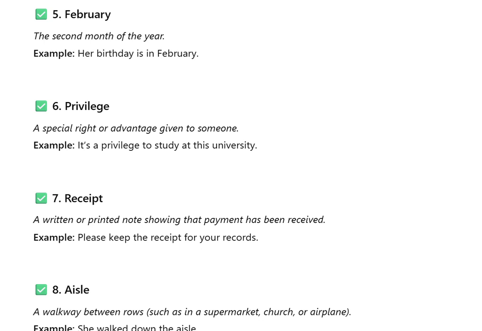A special right, a special advantage given to someone. Or you won in a race and you got a prize, and that's your privilege, right? Not everyone gets that prize, but you got it, so that's your privilege. It's a privilege to study at this university. Not everyone gets a seat in this university, but you got that seat. So it's a privilege for you, right? Good job. This is really one of the great words to use, privilege.